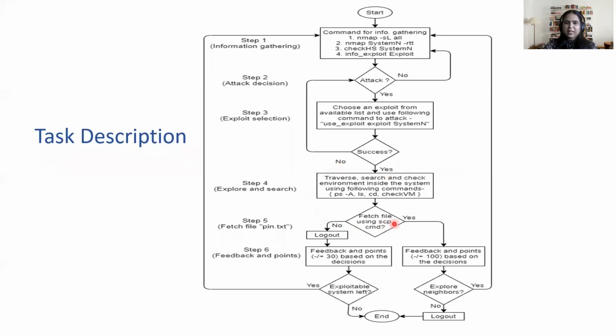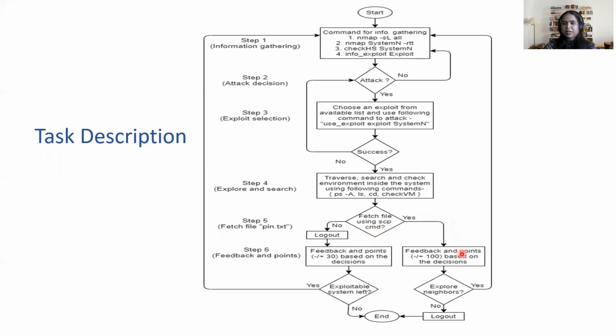So once they have access to a system, their task was to steal the pin.txt file. For that, they have a couple of folders which they can traverse, listing through the ls command and traversing through the cd command. And they can also check what processes are running using the ps command. And they can also check whether it's a virtual machine or a real machine using the check vm command. So once they found the file and they are sure that they want to fetch it, they could use the scp command to fetch the file to their IP address.